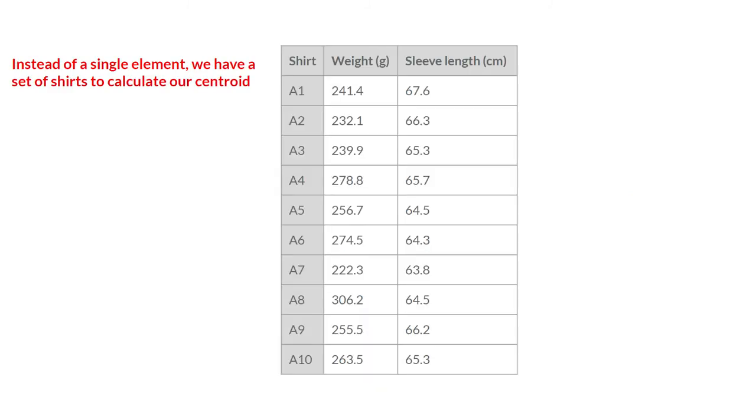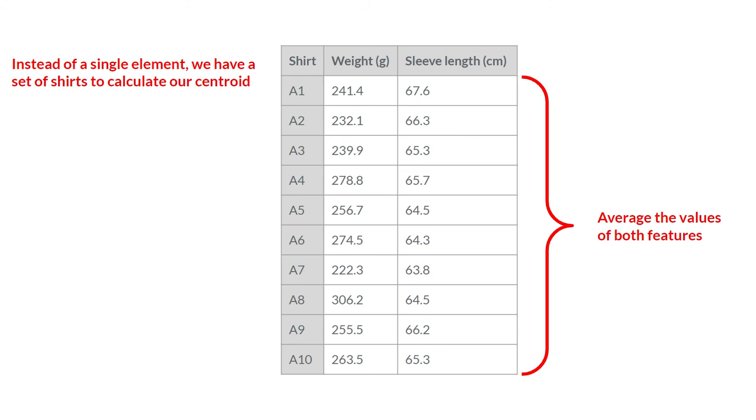To illustrate, let's say that instead of a single shirt A, we have 10 shirts in our library. From this set of shirts, we want to derive a single centroid. This can be done by calculating the average of each feature. In this case, the average weight will be 257.09 grams, and the average sleeve length will be 65.35 centimeters. Note how different this centroid is from taking just A8 or A1 as centroids. We want to decrease the bias from outliers in our library.